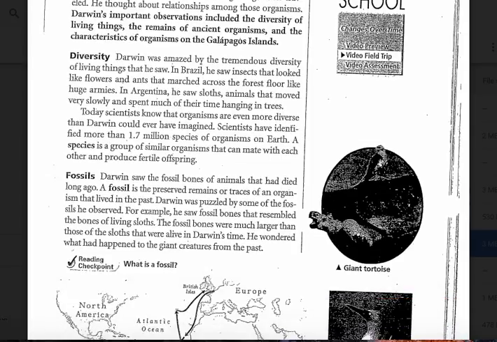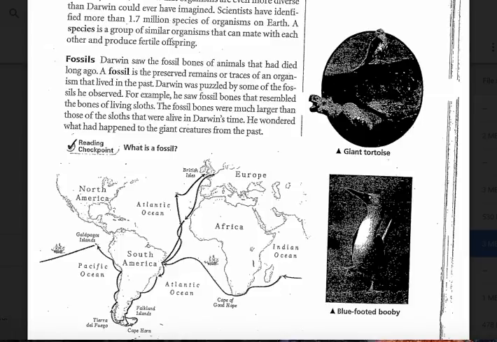All right, fossils. Darwin saw the fossil bones of animals that had died long ago. A fossil is the preserved remains or traces of an organism that lived in the past. Darwin was puzzled by some of the fossils he observed. For example, he saw fossil bones that resembled the bones of living sloths. The fossil bones were much larger than those of the sloths that were alive in Darwin's time. He wondered what had happened to the giant creatures from the past.